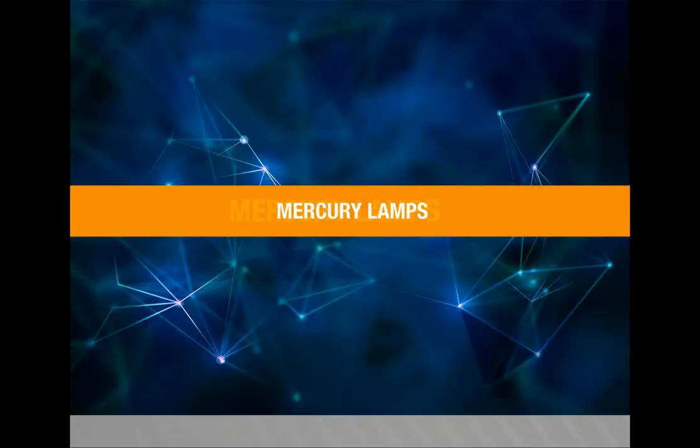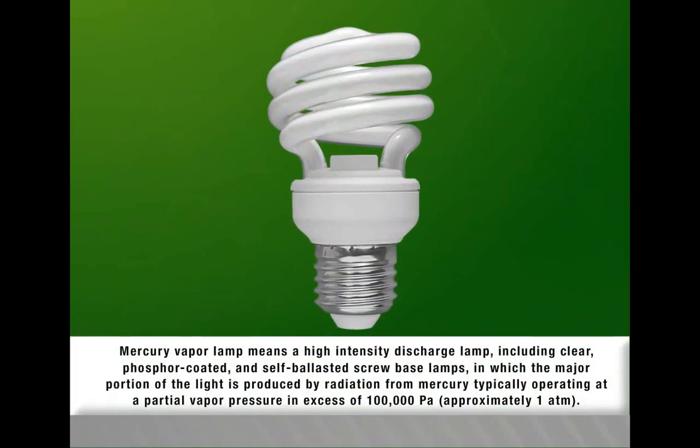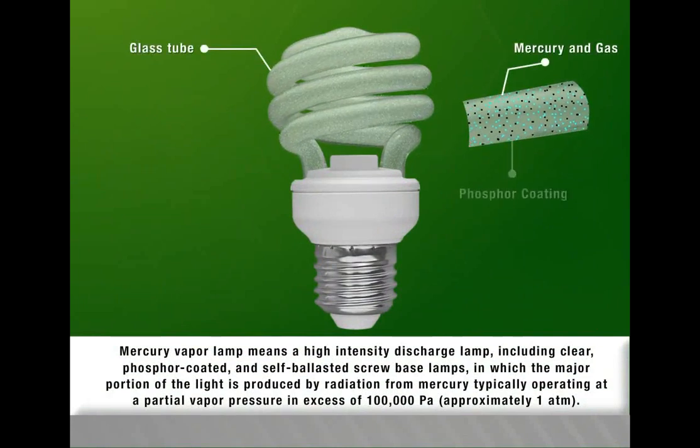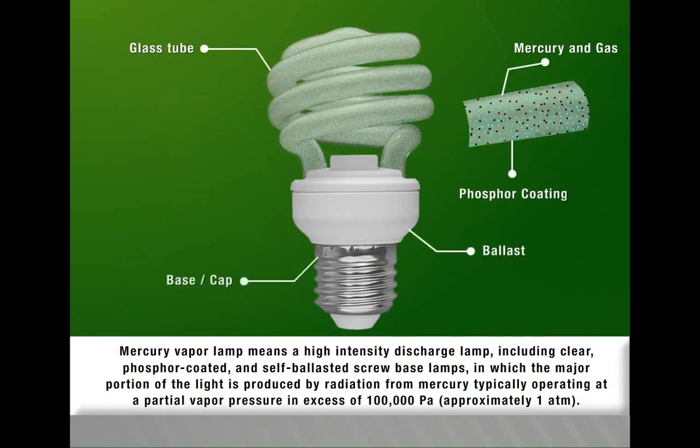Mercury lamps. In this video, we are going to see about mercury lamps. Mercury vapor lamp means a high-intensity discharge lamp including clear, phosphor-coated and self-ballasted screw-based lamps in which the major portion of the light is produced by radiation from mercury, typically operating at a partial vapor pressure in excess of 100,000 Pascal, approximately 1 atmospheric pressure.